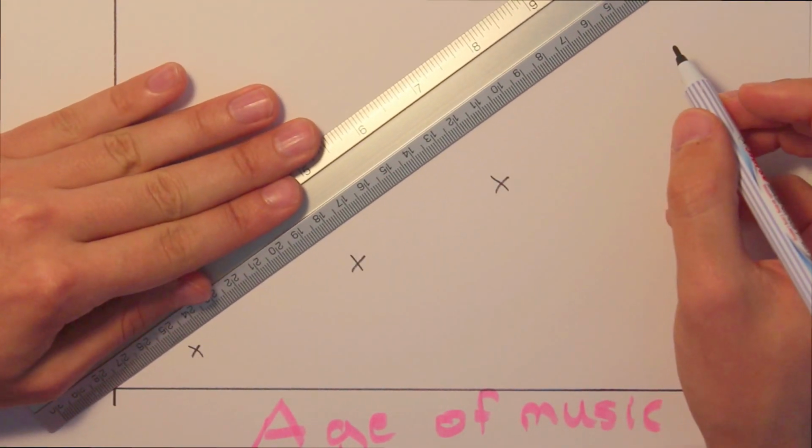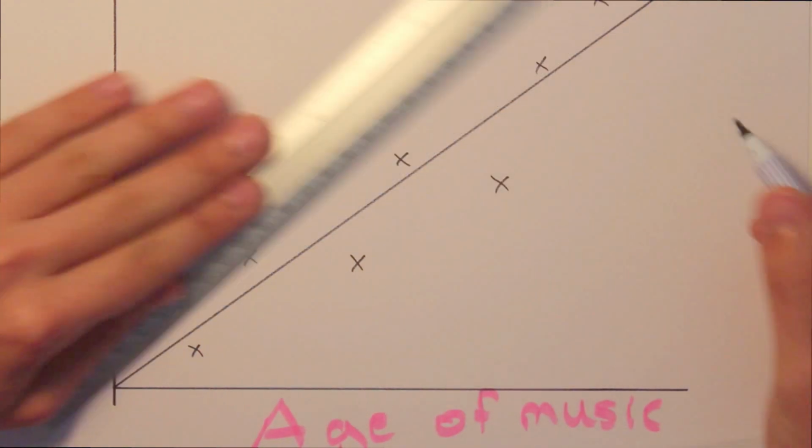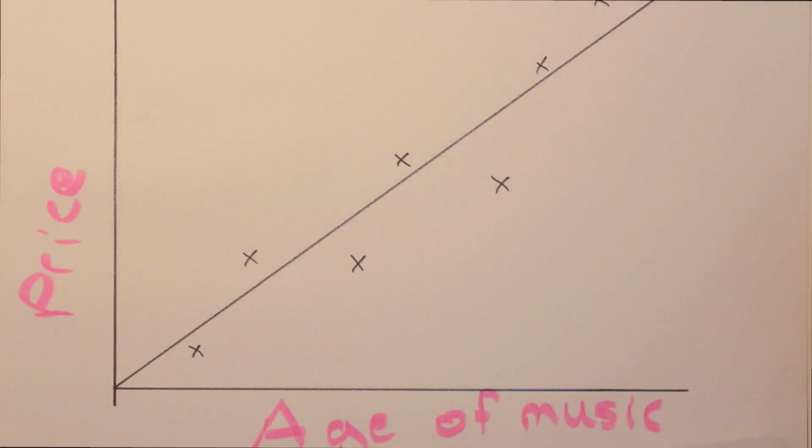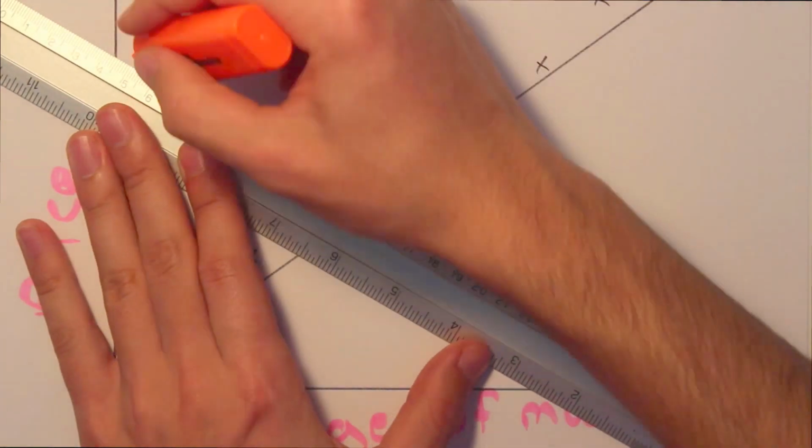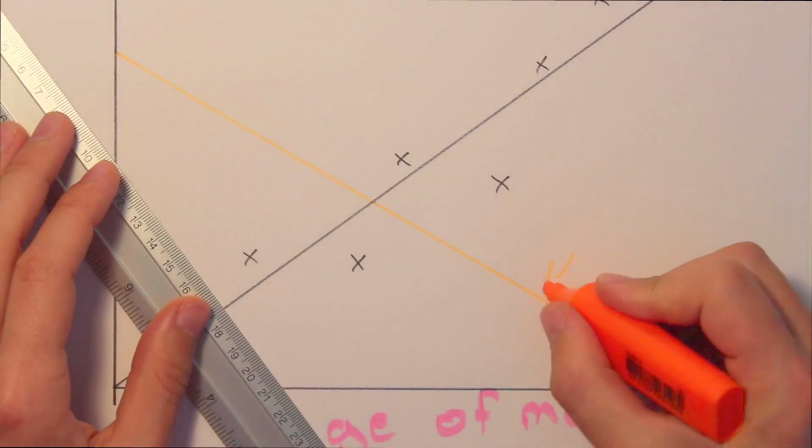Plotting this on a graph, we would see this line. From the graph, it can be seen that the price of the album increases with its age. We can therefore say that there is a positive correlation between these two variables. A negative correlation will be represented by a line with a negative gradient, such as this line.